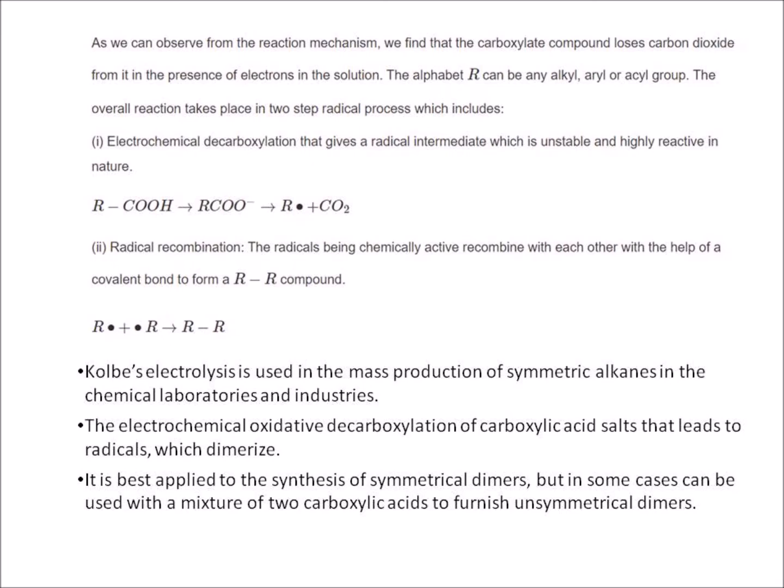Kolbe's electrolysis is used in the mass production of symmetric alkanes in the chemical laboratories and industries. The electrochemical oxidative decarboxylation of carboxylic acid salt leads to radicals which dimerize. It is best applied to the synthesis of symmetrical dimers, which in some cases can be used with a mixture of 2 carboxylic acids to furnish unsymmetrical dimers.